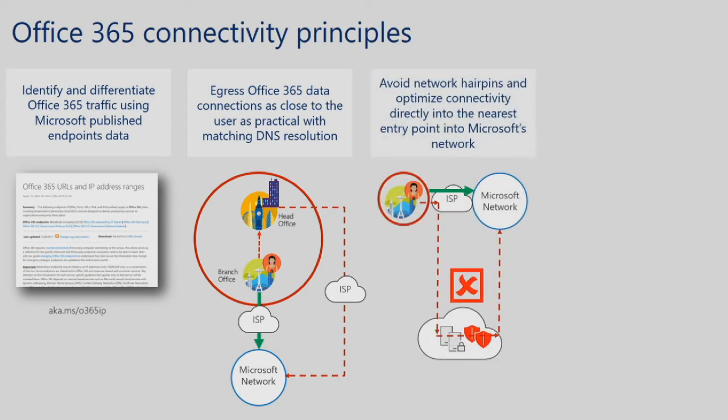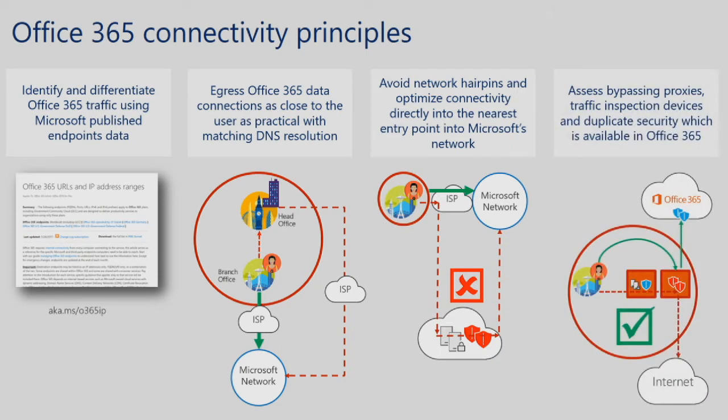Thirdly, avoiding network hairpins. So again, same sort of principle as I said before, not coming back into a central location to come out again, or not using a forced VPN tunnel for your roaming users to bring them into your network and come back out again, wherever that's possible.